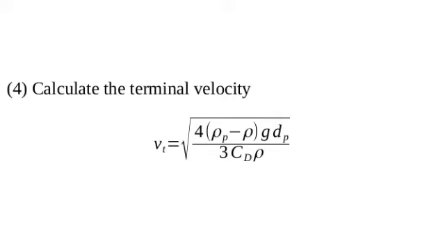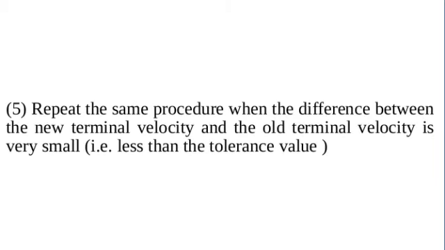All the values are given in the problem. That is the density of the particle, density of the medium, diameter of the particle, and CD you have just calculated. Step 5. Repeat the same procedure. I mean, from step 1 to step 4 you have to repeat until the difference between the new terminal velocity and the old terminal velocity is very small. That is, when it is less than the tolerance value that you have set for the problem.